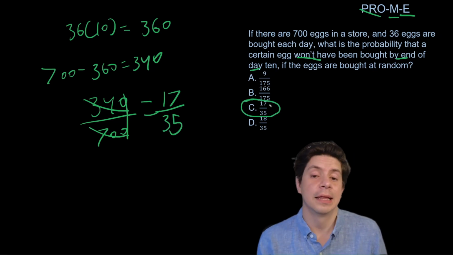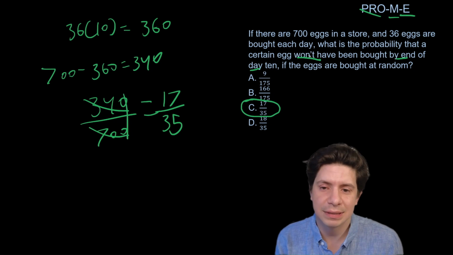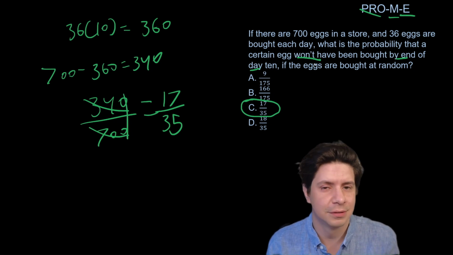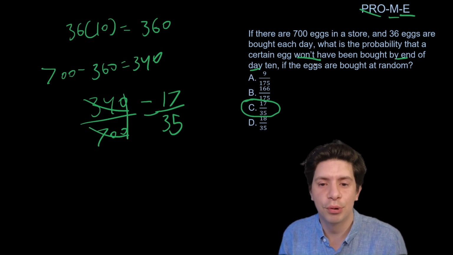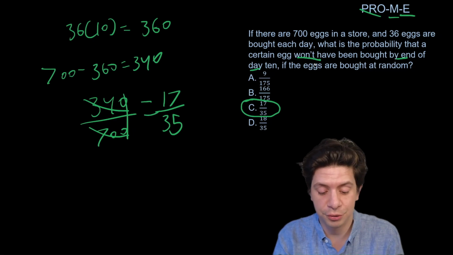C. I think a lot of people would put D because they would miss the won't part, but if you see the won't, you'll be golden. So let's do one more of these together and you'll be left with a third to do on your own.